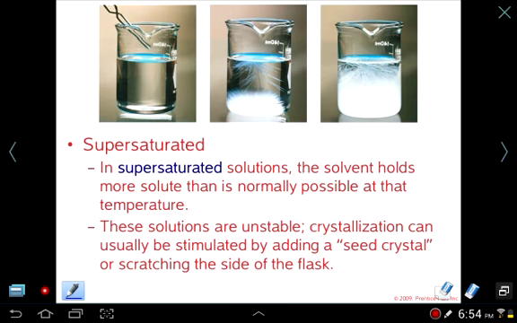In a supersaturated solution, finally, this is the most exciting type of solution. The solvent holds more solute than is normally possible. In other words, this solution has much more salt dissolved in it than it can hold. And the way this was achieved is we increased the temperature and dissolved much more in the solution, and then we decreased the temperature, and the solution held all those dissolved particles.